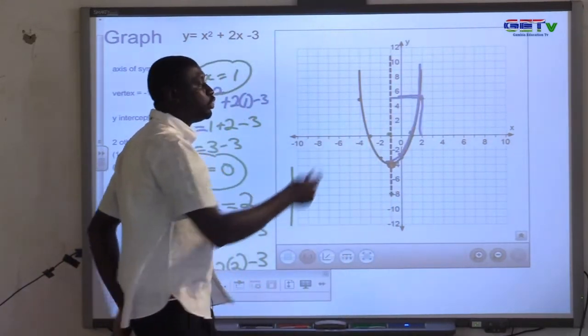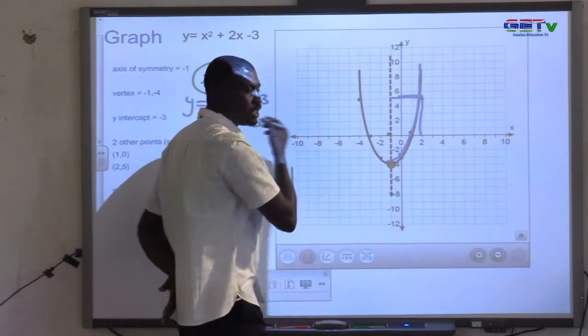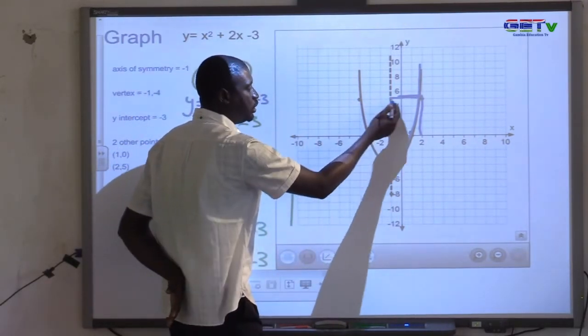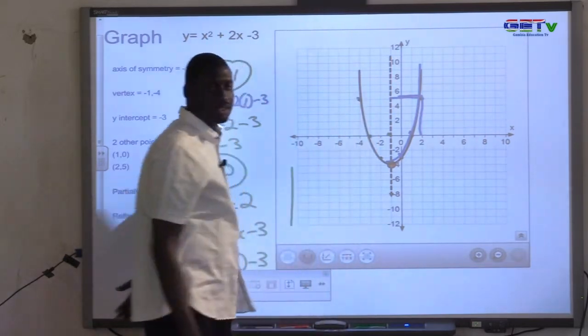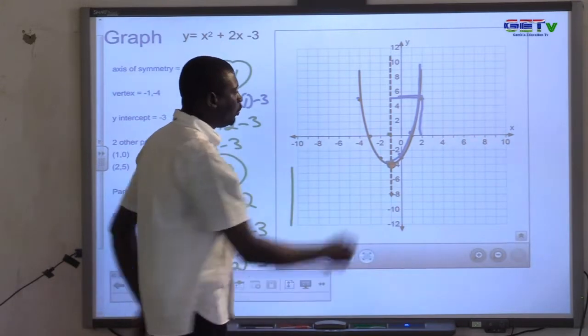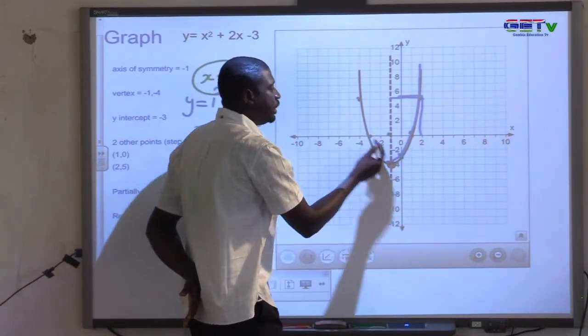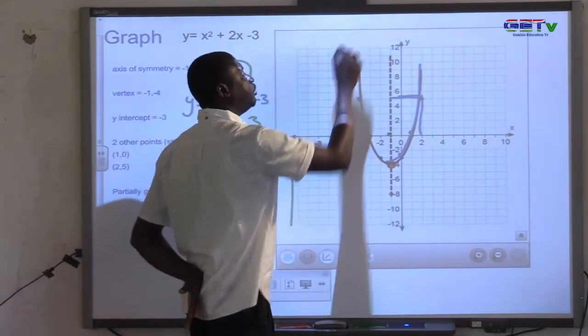You do the same thing, you reflect the same thing on the left-hand side. From here, you take 3 steps, 1, 2, 3 units. So you reflect and then you mark that point. You do the same thing at this point. When we have 2 units on this side, we reflect the same 2 units on the other side. Then we connect the points up to the other side.